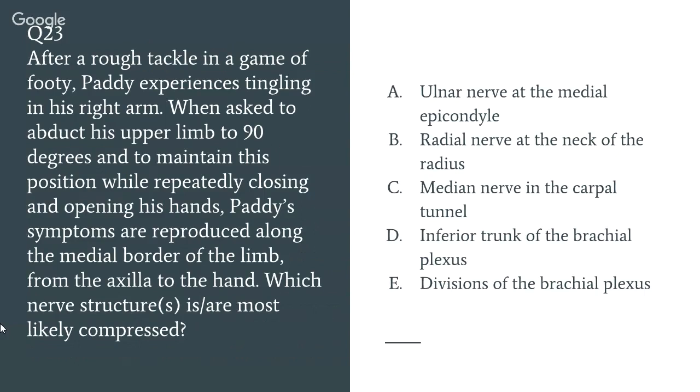After a rough tackle in a game of footy, Paddy unfortunately experiences tingling in his right arm. When asked to abduct his upper limb to 90 degrees and to maintain this position while repeatedly closing and opening his hands, Paddy's symptoms are reproduced along the medial border of his limb, from the axilla down to the hand. So which nerve structure is most likely to be compressed? Once again, a hard question.